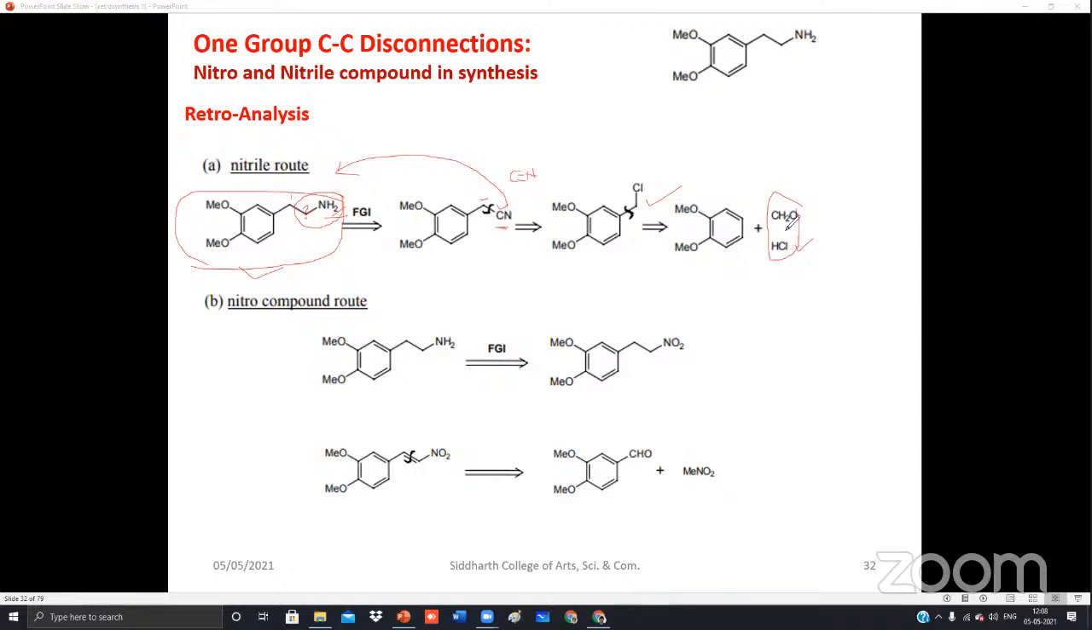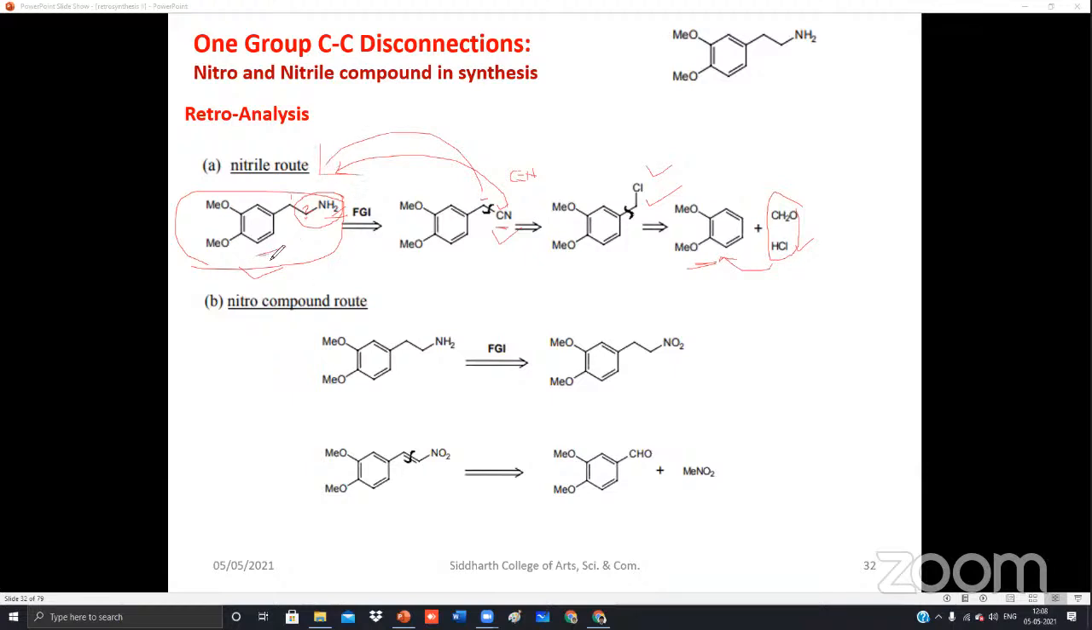You will have this catechol derivative, which is protected, and then there will be the chloromethylation. You will get this. Then this will be treated with sodium cyanide. You will get this nitrile group over here. Do the reduction, you will get this compound.